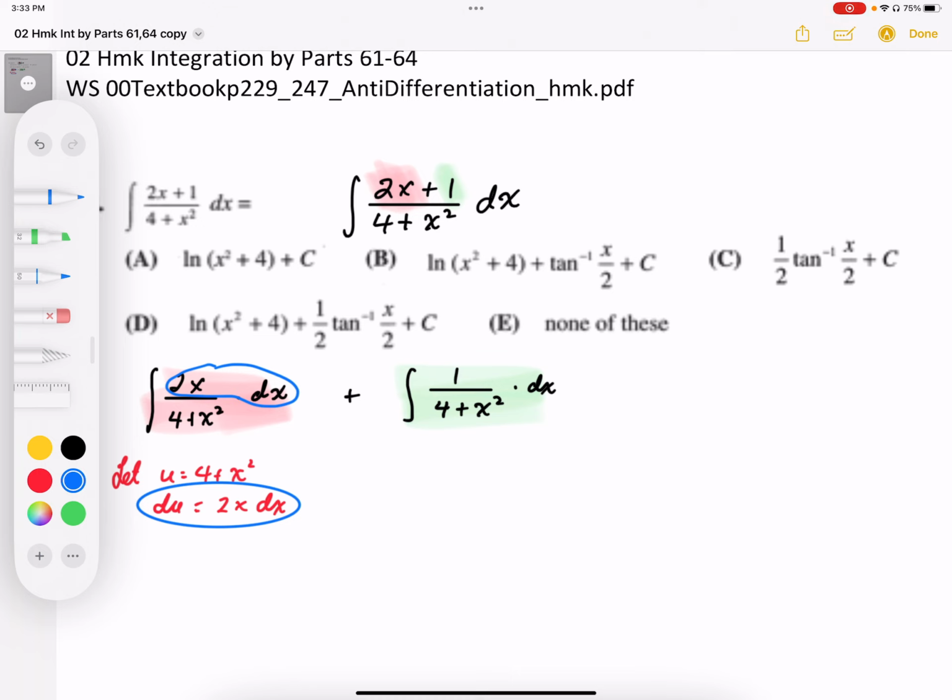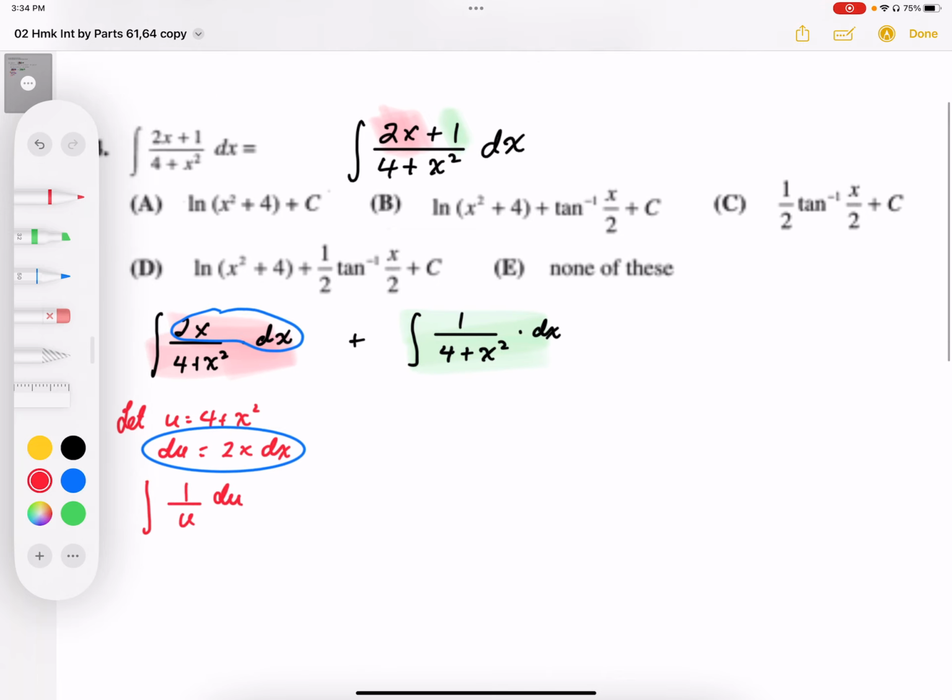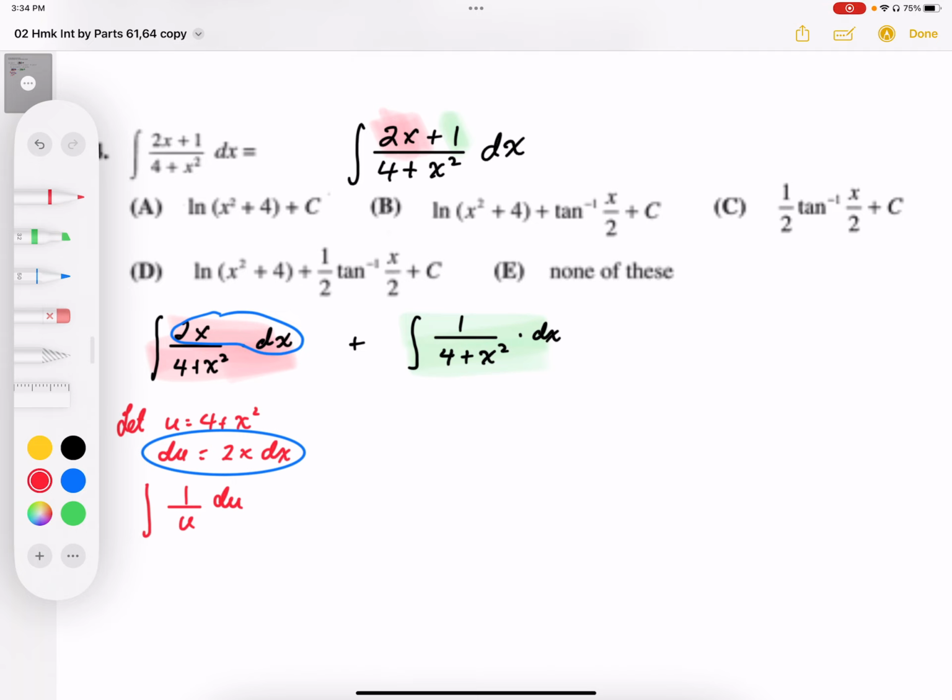And then I can do my substitution. I have the integral of 1 over u du, and that can be ln. So we're going to integrate this to log of u plus c. I'm going to put the plus c at the end, so I'll just make that log u, and then we can substitute back in our 4 plus x squared. Okay, so then we have plus.